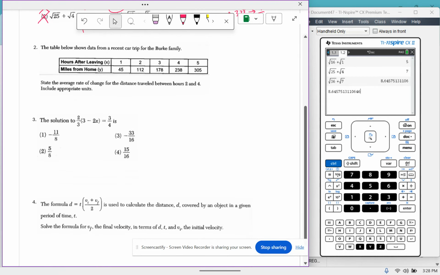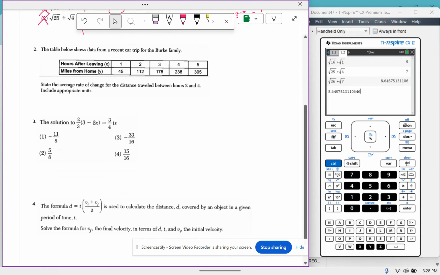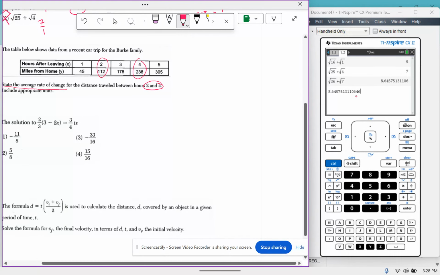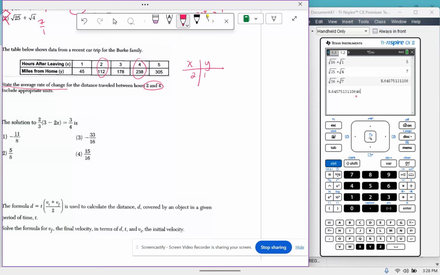Sorry, I'm coughing. Question 2, the table below shows data from a recent car trip for the Burke family. State the average rate of change for the distance traveled between hours 2 and 4. So I'm zeroing in on these two points. I'm going to make a little table so that way I can calculate the slope between these 2 points. I'm going to find the change in y.